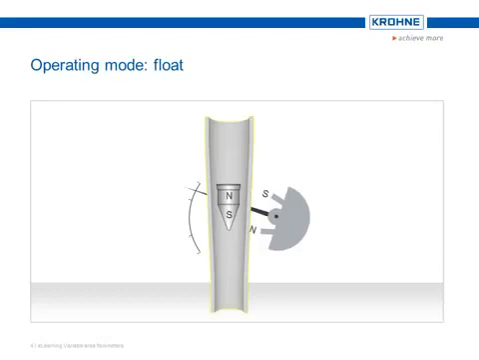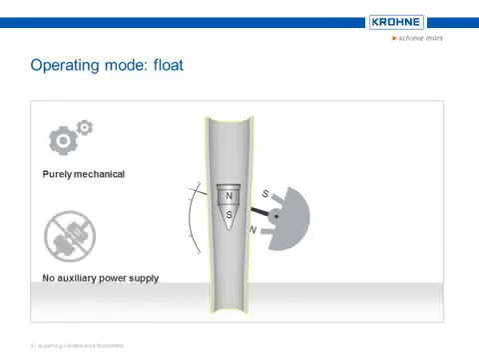Let's sum up again. The example illustrates that the operating mode of a variable area flow meter to measure and display flow is purely mechanical and without auxiliary electrical power. This is an important unique selling point for variable area flow meters.